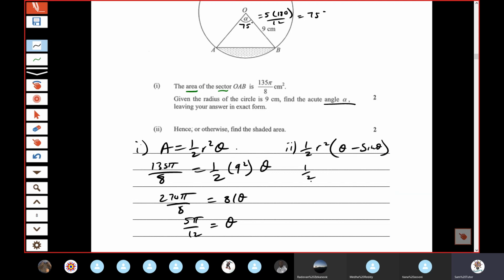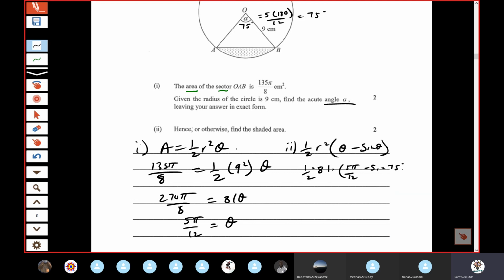Half r squared, 81, theta 75. No. Minus sine 75. No. It can't be 75 because it's not attached to a trig. So it can't be in degrees. Theta must be in radians. Theta is 5 pi on 12. What's pi? 3.14.